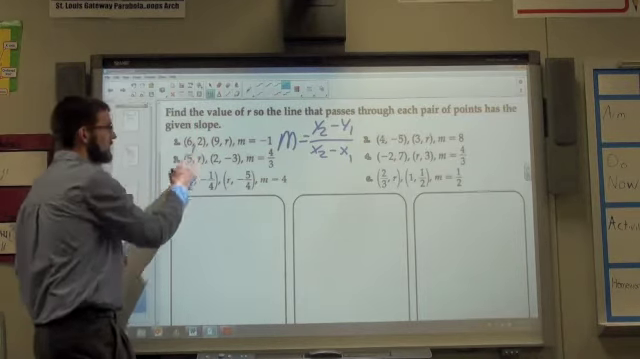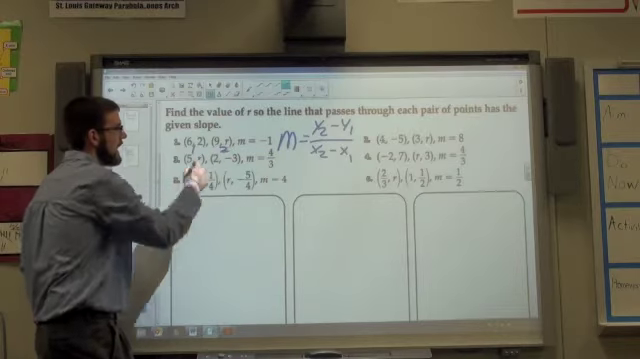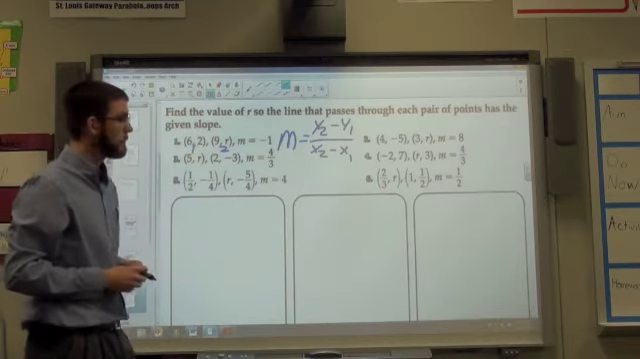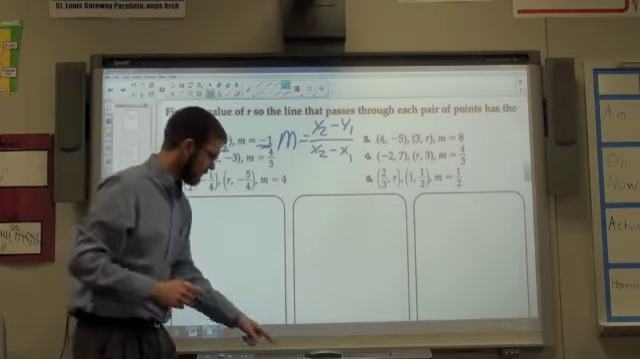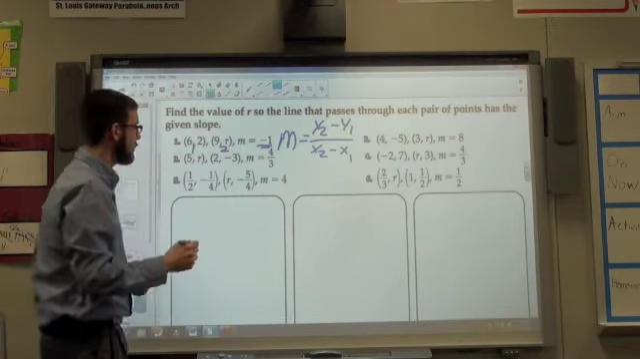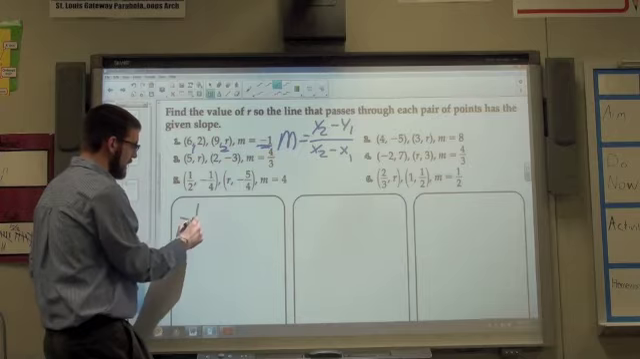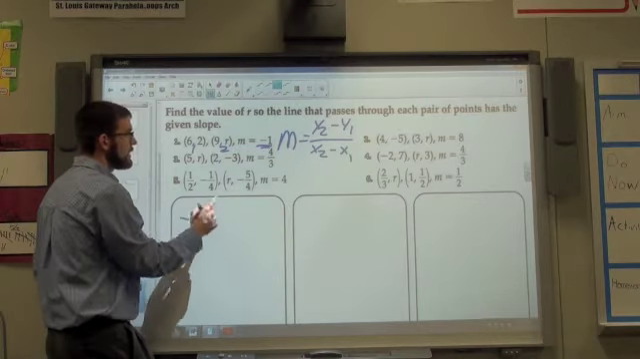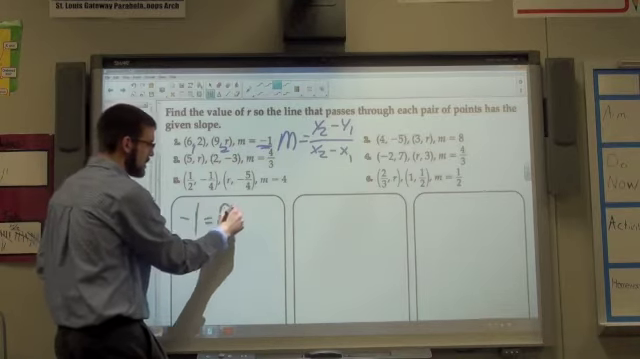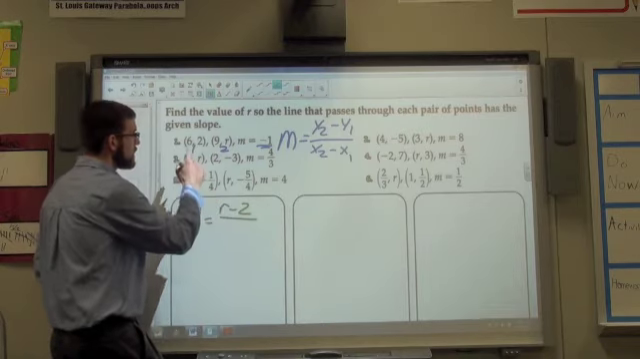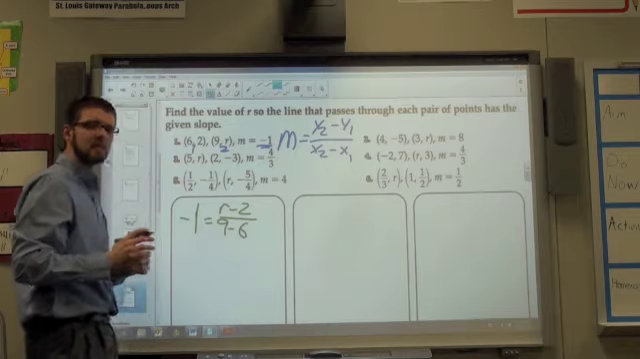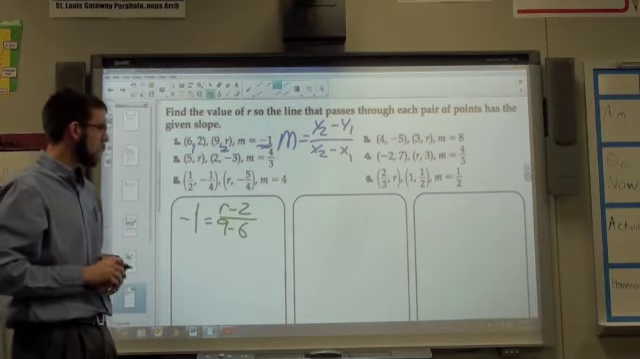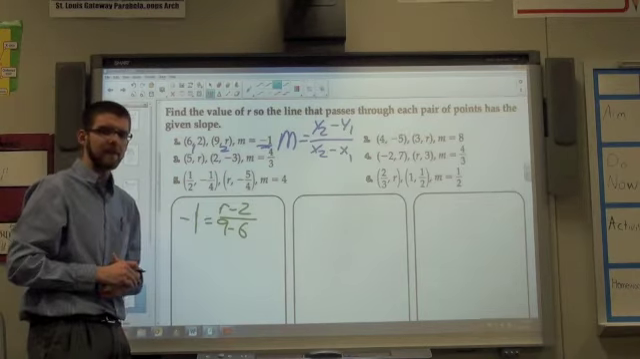Remember, (6, 2) is going to be our first point. (9, r) is going to be our second point. And our slope, -1. Plug in the values that were given here, and we end up getting an equation of -1 equals r minus 2 over 9 minus 6. Now at this point we need to stop for 1 second. We're going to simplify what we have here.